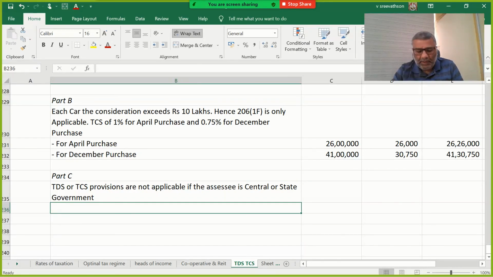Sir, where 206C(1F) is applicable, for the same transaction, 206C(1H) won't apply, right, sir? No, any one only. Like for part B, the specific prevails over general. Yeah, I understand your question. In that case, 206C(1H) will not apply. If 206C(1F) is not applicable, only 1H. If 206C(1F) is applicable, then 1H will not apply. Thank you, sir.